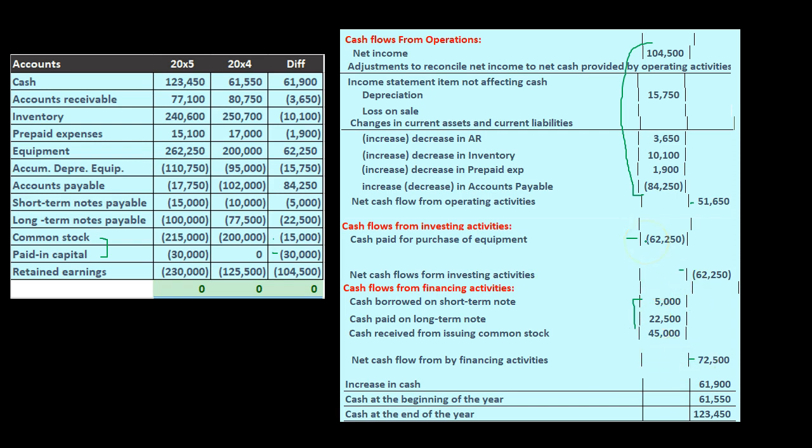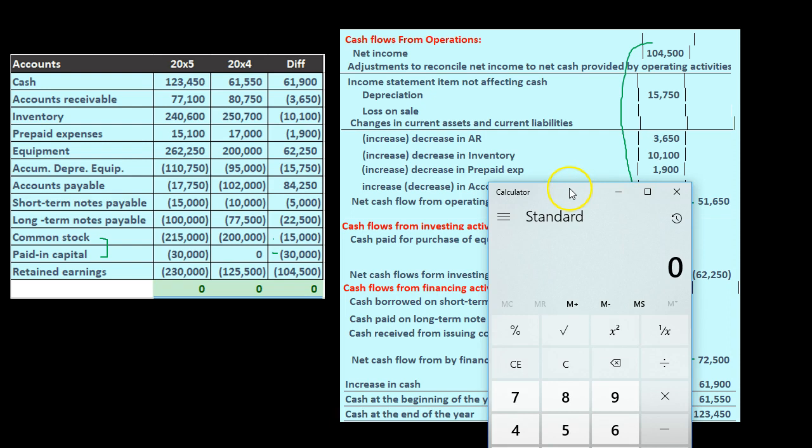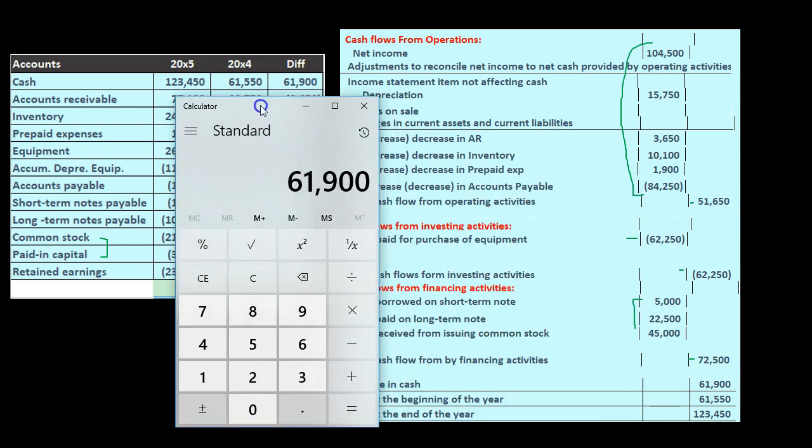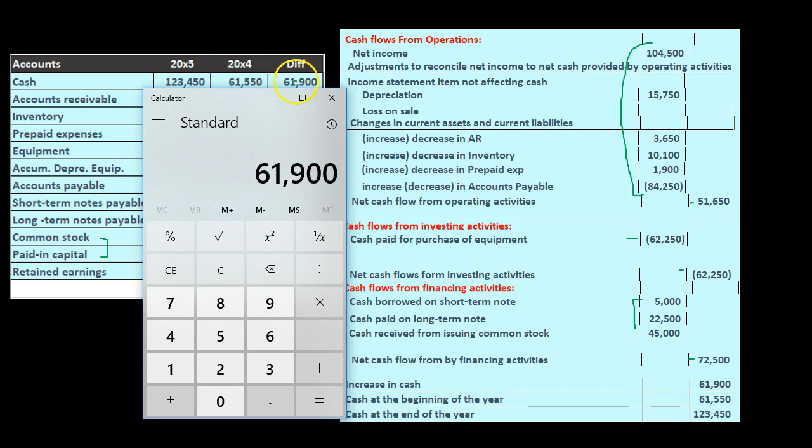And then if we are to add these up, then we're going to say the operating activities, 51,650 minus the 62,250 plus the 72,500 is going to be the 61.9. So that adds up to that 61.9. Remember, that's the one we kind of left alone. We put it down here to see where we're going. And now we're kind of verifying, okay, that looks right.